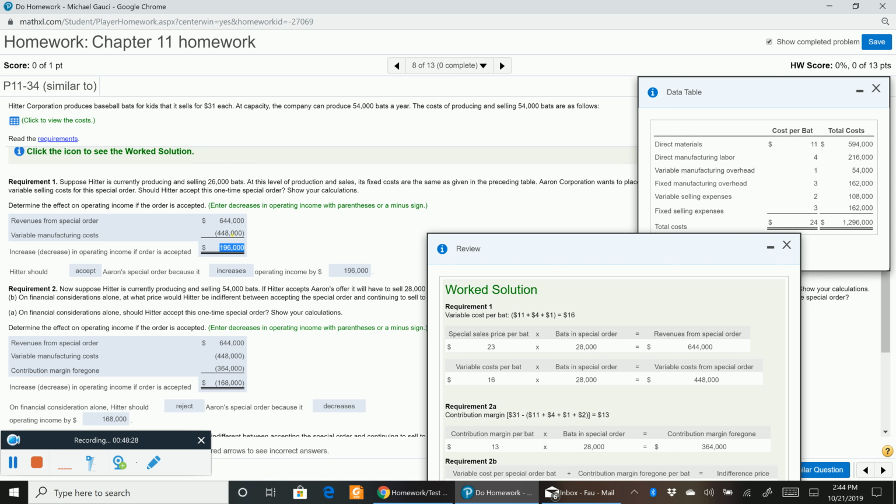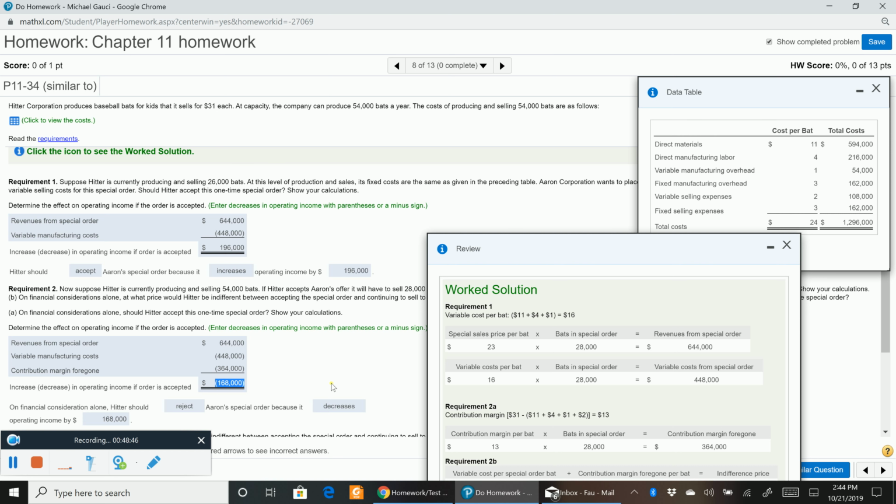So when we had idle capacity, yeah, it made sense to accept the special order of 196. It adds 196,000 to our operating income. But when we have to eat into our regular customer base and we lose some contribution margin, guess what? It actually decreases overall operating income to accept the special order.